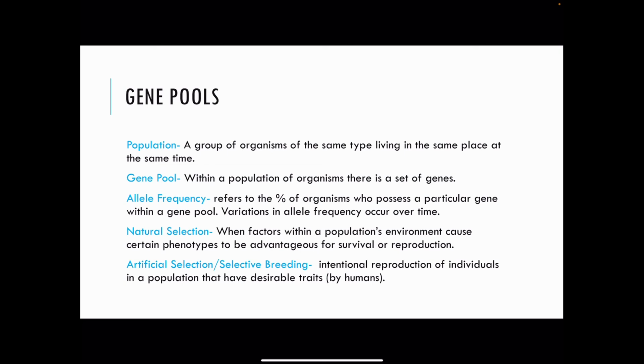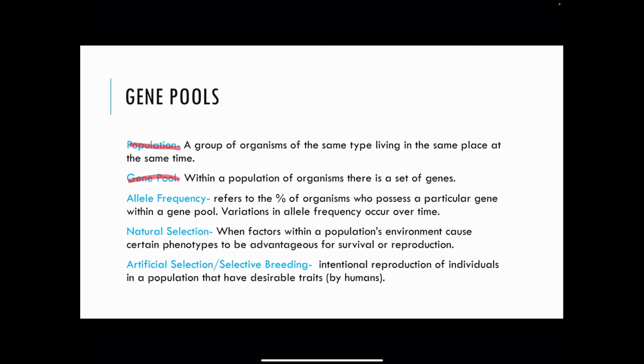In the second part of this video, I'm going to be talking about gene pools. A gene pool refers to the set of genes within a population. If you take a room full of people, let's say Miss Smith's Year 12 Human Biology class, all of their genes together is a gene pool. We talk about populations when we talk about gene pools, because a gene pool is in relation to a population. We can define a population as a group of organisms of the same type living in the same place at the same time.